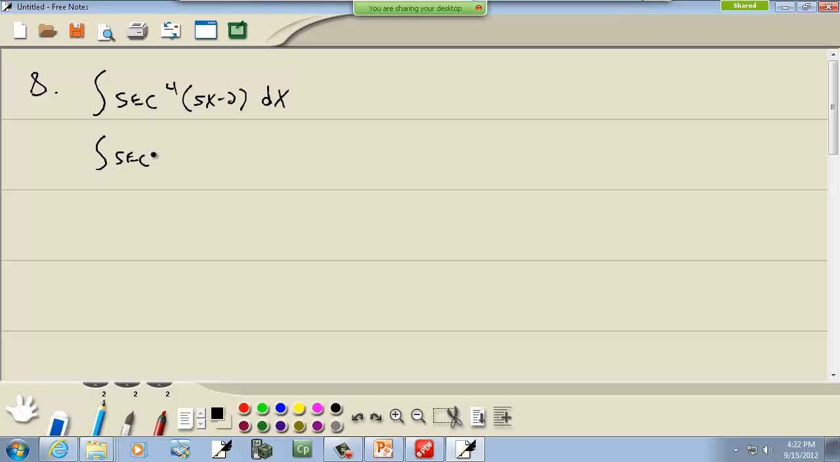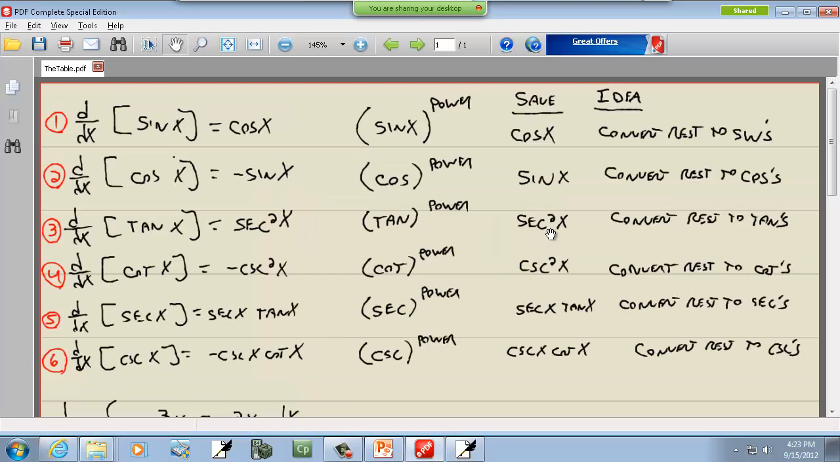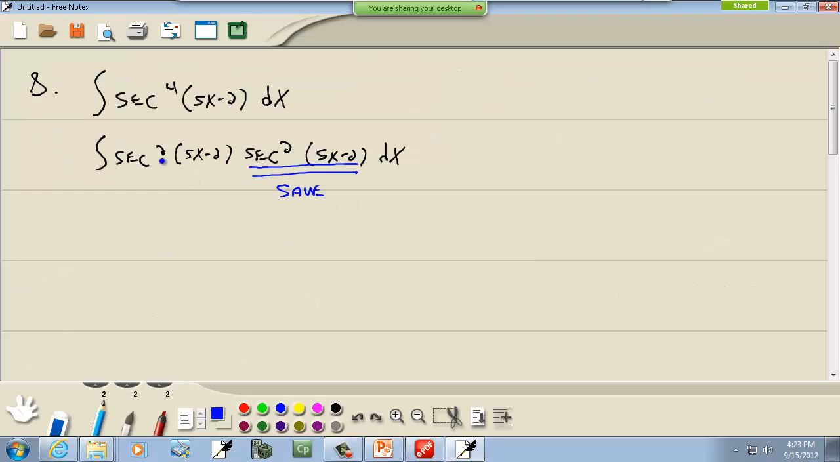So I can rewrite this as secant squared 5x minus 2 times secant squared 5x minus 2 dx. Okay. So we said we want to save a secant squared. So we're going to save that. We won't touch that. Then it says after we save it to secant squared, then convert the rest to tangents. So we're going to convert what's this first part here into tangents.